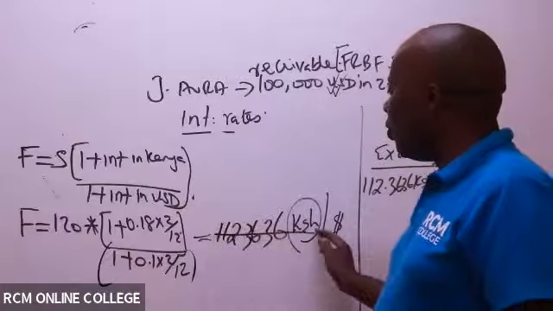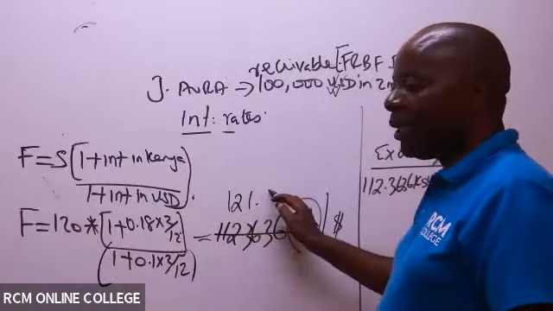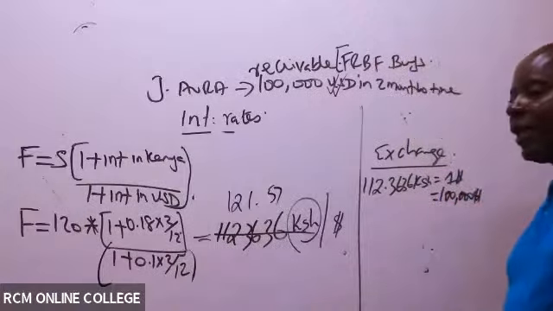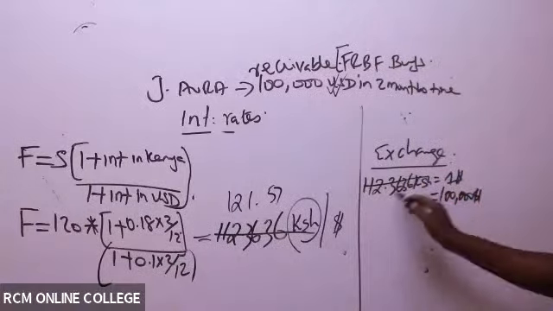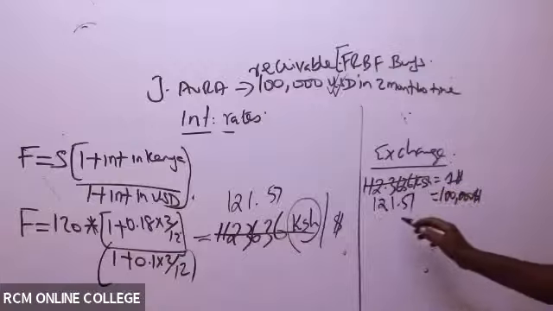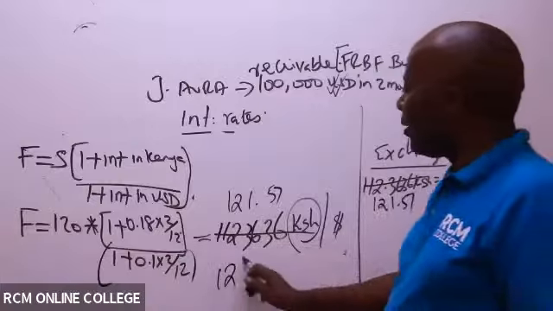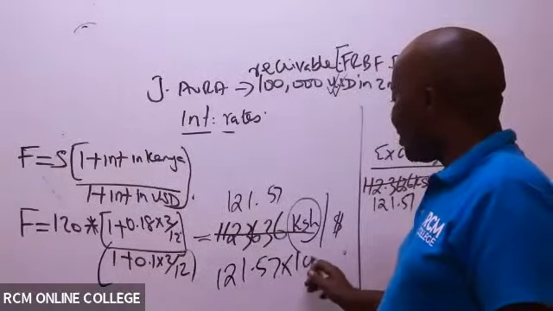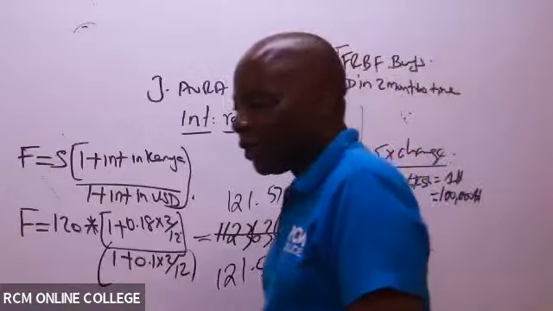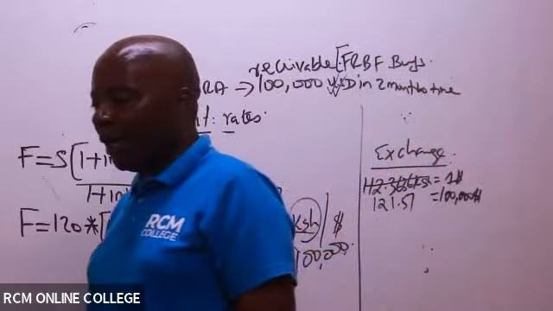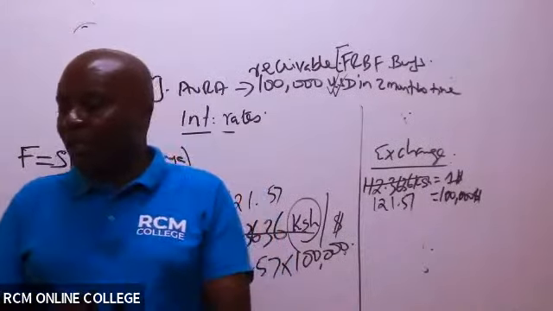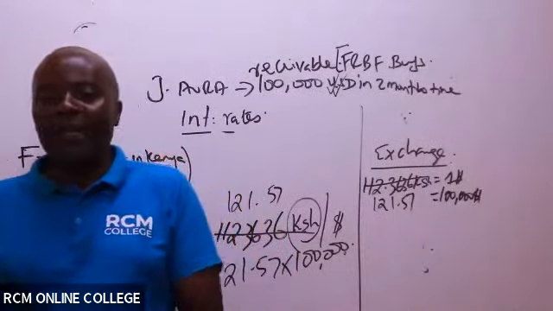121.57. No problem. So if that is correct, then come and use it here. 121.57 times 100,000. Like that, times 100,000. So then this one will end up being equal to what? I got this right. Kezia is getting things right.